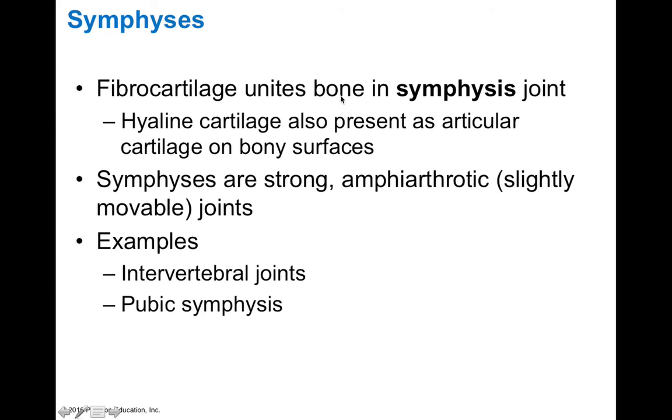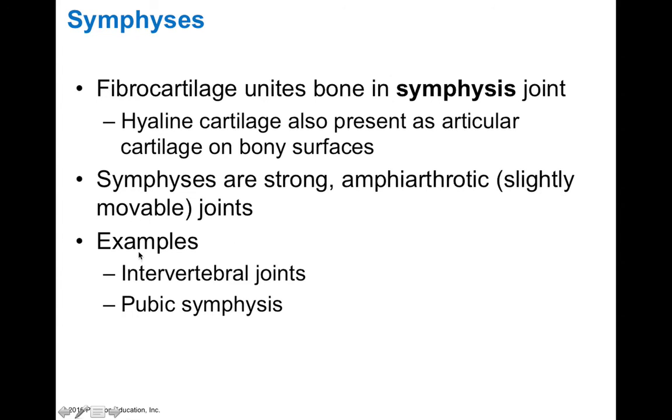Now, the symphyses are joints that are united by fibrocartilage. We've talked about one symphysis already back in bones, and that was the pubic symphysis, right? And so technically the pubic symphysis is going to be a little bit of fibrocartilage there. Now you might also find some hyaline cartilage comprising the articular surfaces of those bones, but you will find fibrocartilage in the middle of those joints. Now symphyses are strong because fibrocartilage has lots of collagen fibers. But these are going to be amphiarthrotic and slightly movable.